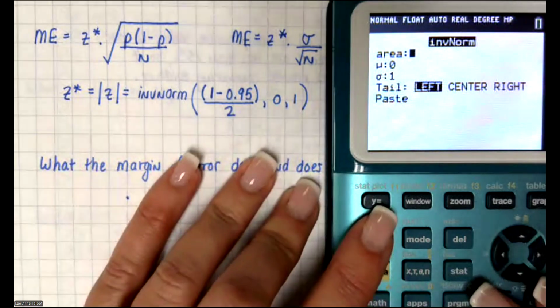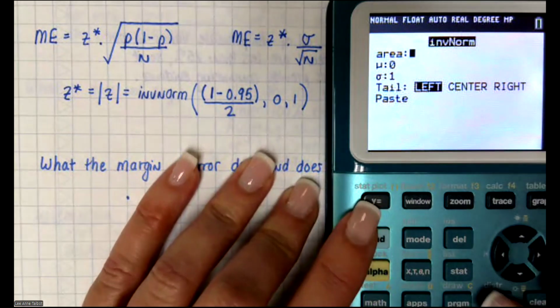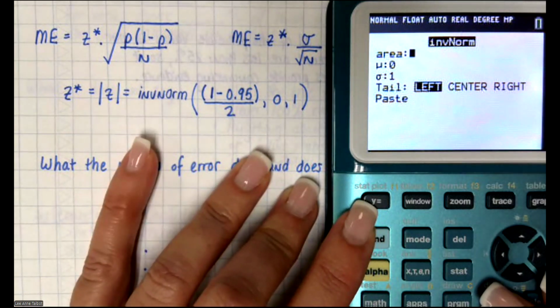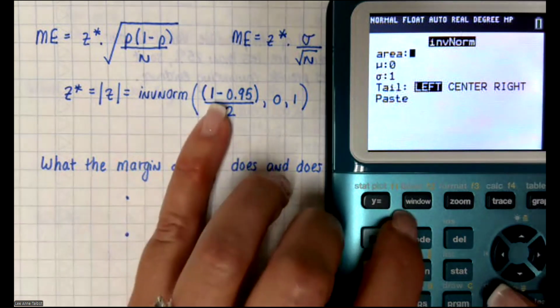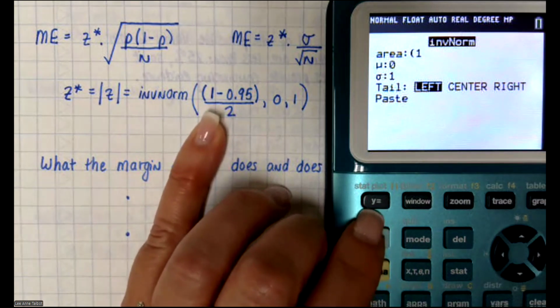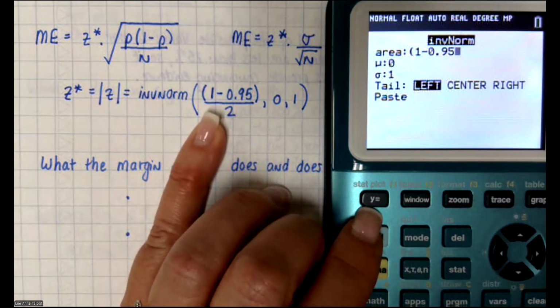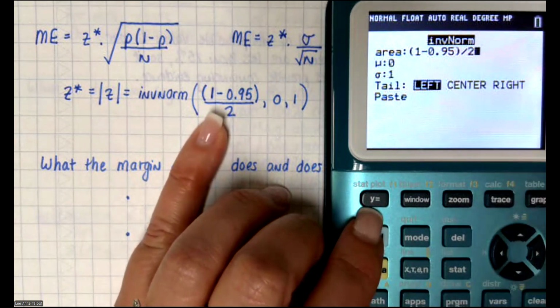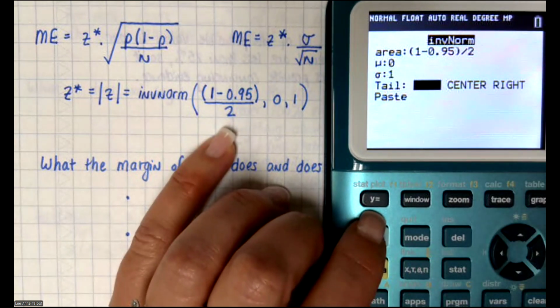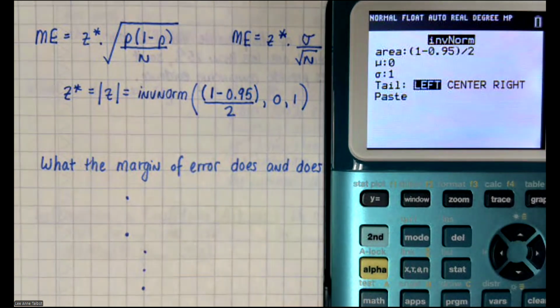Okay, so do you guys remember where to go for inverse norm? Second vars. You guys remember? Second vars. Okay. Area is parentheses 1 minus 0.95 divided by 2. Make sure that the parentheses are just around the top. And you want it to be left. If you don't have those options, it's already left.